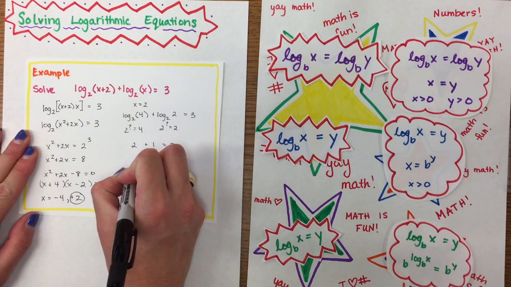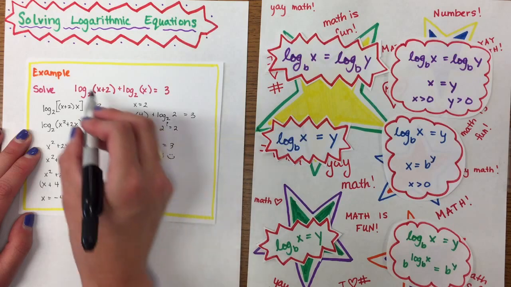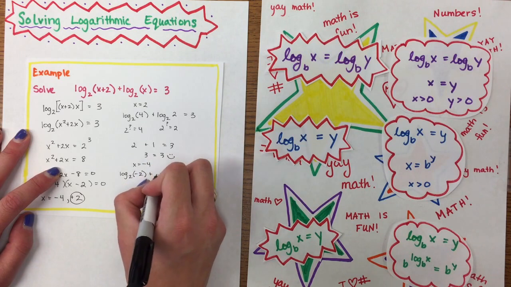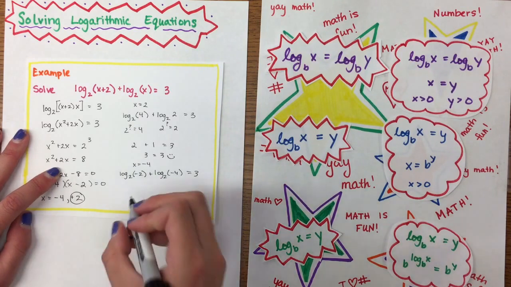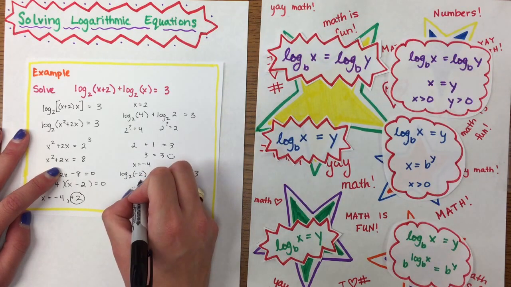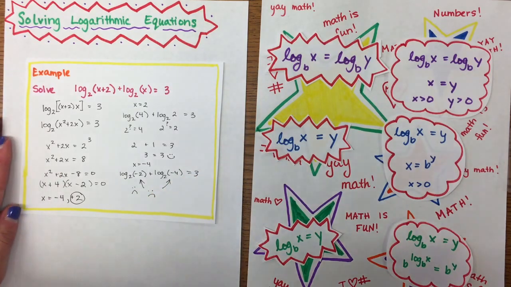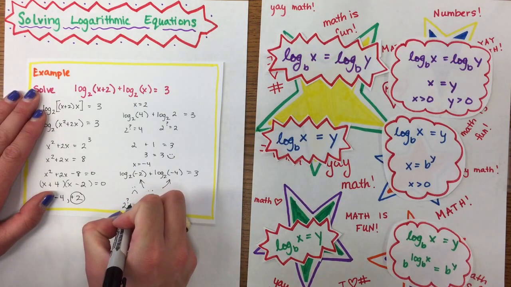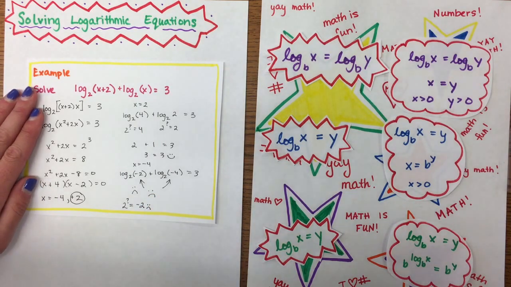I'm going to check x equals negative 4 now. Log base 2 of negative 4 plus 2 is going to be negative 2, plus log base 2 of negative 4 is equal to 3. I cannot put negative numbers into a log. Log base 2 of negative 2 is saying 2 to what exponent is equal to negative 2, and this is impossible. It is nonsensical. So negative 4 is not a solution.